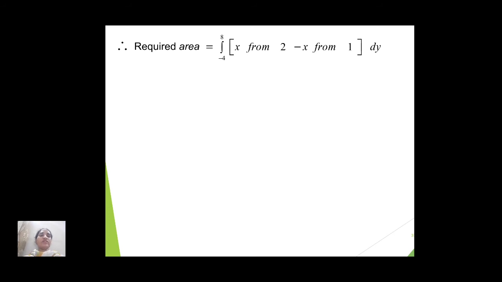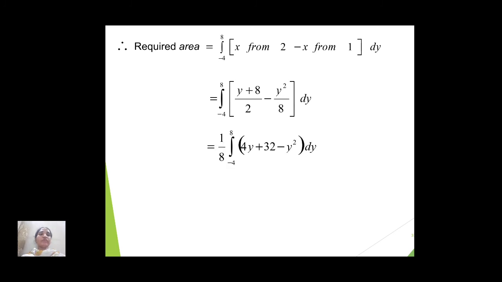Then the limits are minus 4 to 8, upper curve minus lower curve into dy. Integral minus 4 to 8, y plus 8 by 2 minus y square by 8 dy. 1 by 8, integral minus 4 to 8, that means 4y plus 32 minus y square dy.